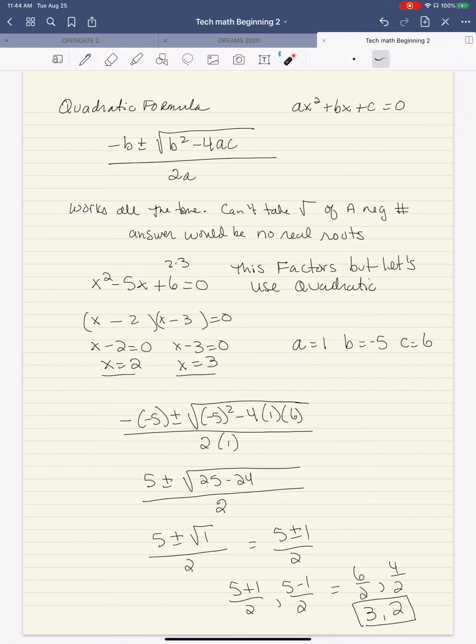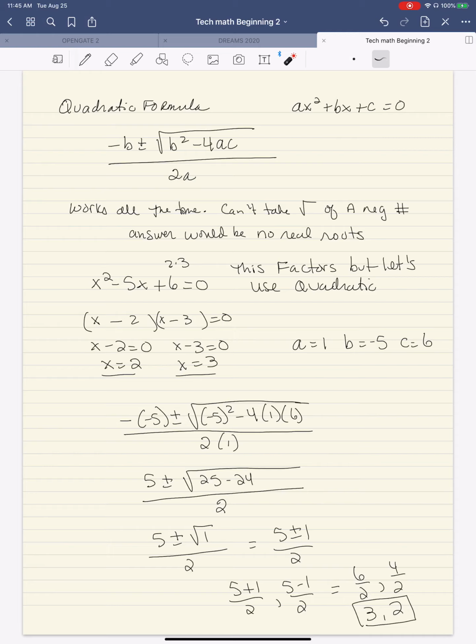Another way to solve is using the quadratic formula. Again, the general form of a quadratic is ax squared plus bx plus c equals 0. The quadratic formula is minus b plus or minus the square root of b squared minus 4ac, everything divided by 2a.